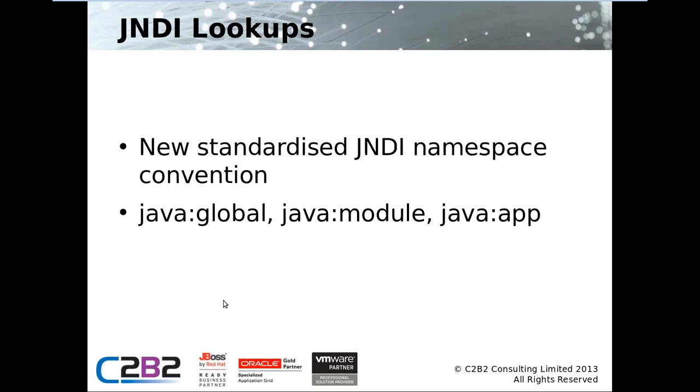Okay, another thing that's changed is JNDI lookups. In EJB 3.1, there's a global JNDI namespace that was introduced and a series of related namespaces. These map to the various scopes of a Java application or an enterprise application. So you've got java:global, you've got java:module, and you've got java:app. So if you use JNDI lookups in your application, then you'll need to change those to follow this new namespace convention.